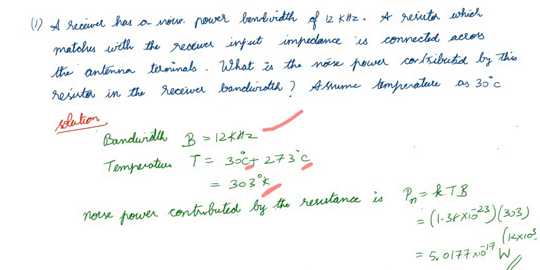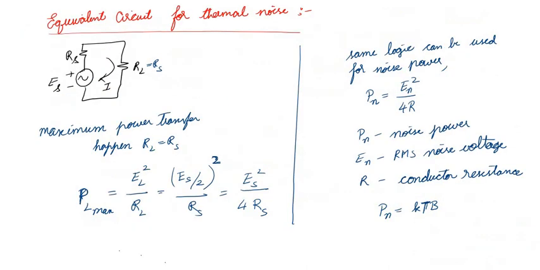Right. Now since we know the power, why can't we establish an equivalent circuit for the thermal noise, right? For that, we are taking an equivalent circuit: a voltage source in series with a resistance. This is the load resistance. For maximum power transfer, we know the relation: the load resistance should be equal to the source resistance. That is, RL is equal to RS.